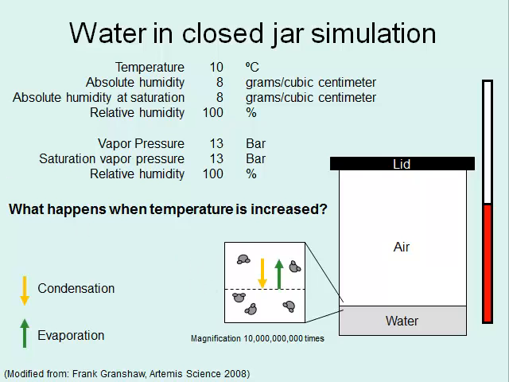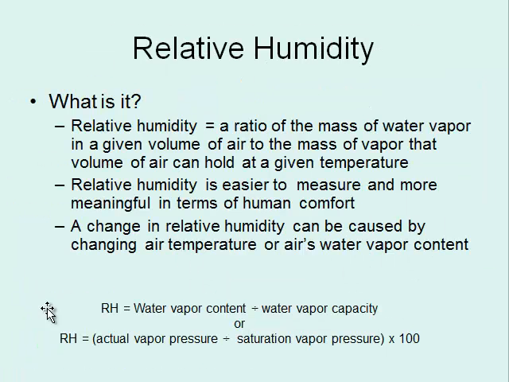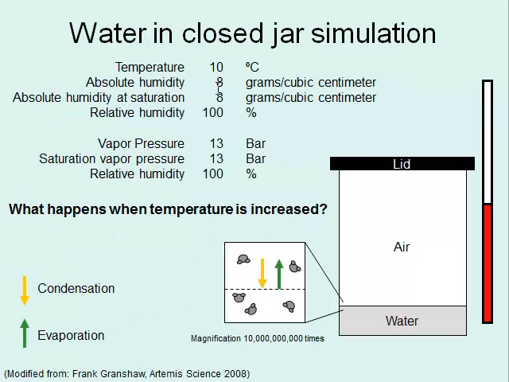So basically, if I go back one slide here, we are doing this equation. We're dividing two numbers and multiplying it by 100. So we're dividing these two to get 100%. If we were to measure vapor pressure, we're at 13 bars. Saturation vapor pressure, 13 bars. Relative humidity, 100%. We divide these two, multiply by 100, we get our relative humidity.